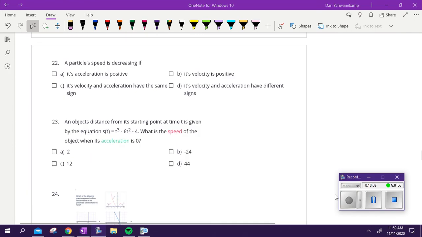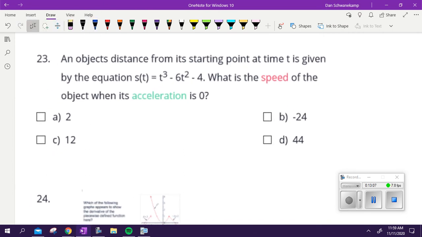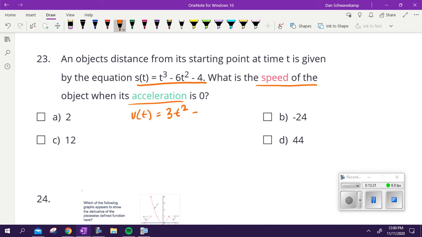So looking at this review, 23, 24, 25, those were the last 3 that we kind of struggled with. We are looking at position. What is the speed when the acceleration is 0? If I want to figure out when the acceleration is 0, I got to find the second derivative. So I'm going to go ahead and find velocity. Minus 12t, that's velocity. And I'm going to find acceleration. The acceleration will be 6t minus 12. I want to know when acceleration is 0.